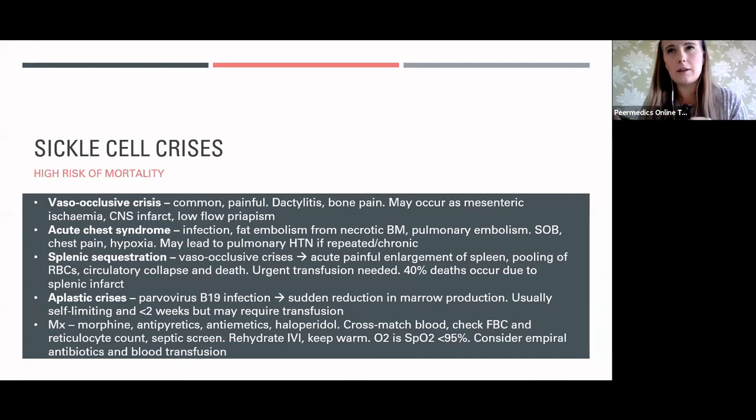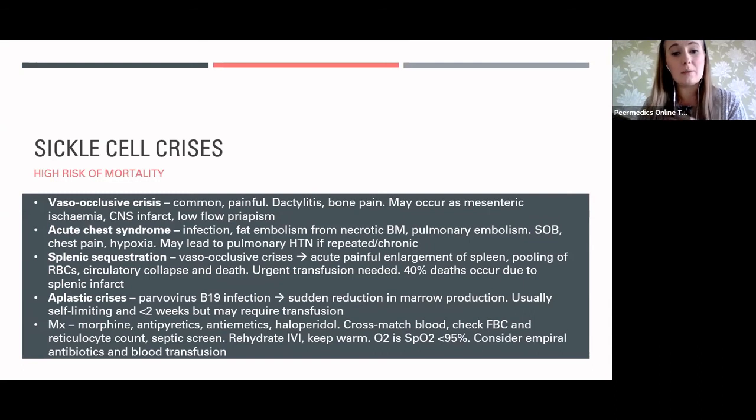It can also occur a little bit less obviously as mesenteric ischemia, or as a CNS infarct, or low flow priapism, but that's a bit more of a rare presentation. In kids, it tends to be dactylitis. You can get something called acute chest syndrome, which can occur in up to about 30% of patients.